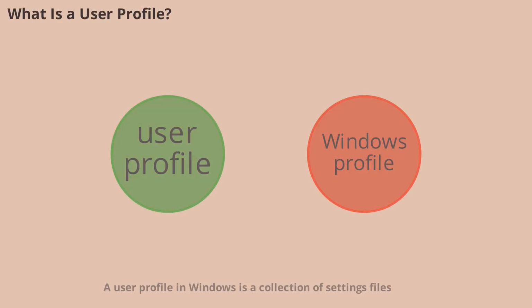A user profile in Windows is a collection of settings, files, and configurations unique to each user account. It stores your desktop layout, documents, browser data, and application preferences. When you log in, Windows loads your profile so you can access your personalized environment. If something goes wrong and Windows can't load your profile, it creates a temporary one. This means your changes won't be saved, and you may lose access to your files and settings until the issue is fixed.